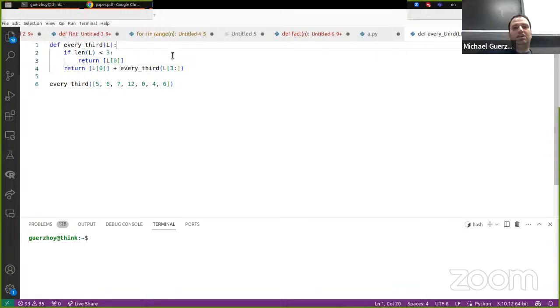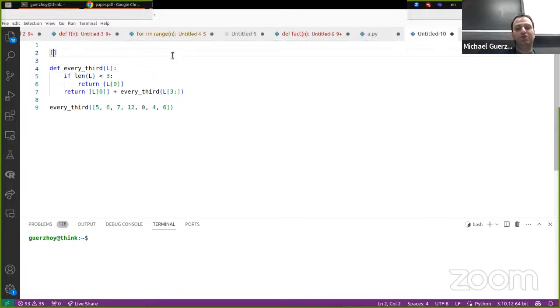So the idea is how do you print every third of a list? Well, say you have a long list. You say, take the first one and then do every third of this part. Makes sense?